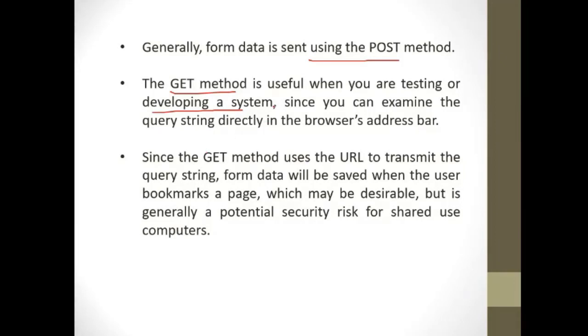So what does this mean? When you are going to send form data, you have to use post. But when you are testing on your system as a developer, then definitely you will use the get method, because you will see what error or problem is happening, and you can check that. So that is your get method. Whenever you want to test, you can use this on your machine, not in real time. That is the best way.